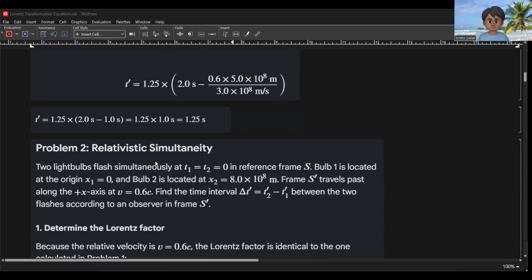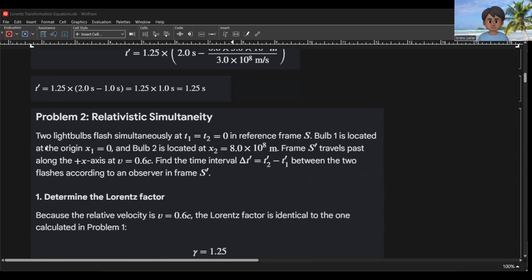So, relativistic simultaneity. For example, two light bulbs flash simultaneously at t1 equal to t2 equal to 0 in reference frame S. Bulb 1 is located at the origin, x1 equal to 0, and bulb 2 is located at x2 equal to 8 times 10 to the 8 meters. Frame S prime travels fast along the positive x-axis at v equal to 0.6 of the speed of light.